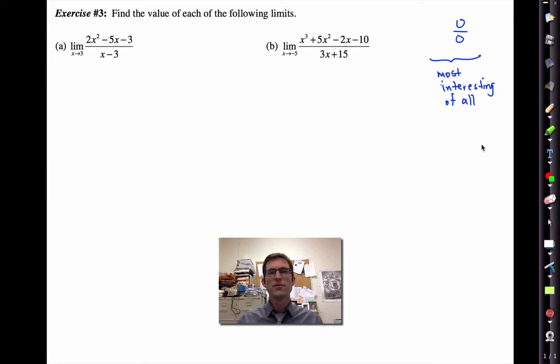So if you substitute and you get a 0 divided by 0 scenario, you should be looking to factor. So why don't you try letter A?